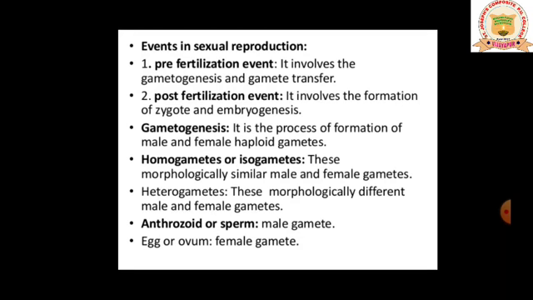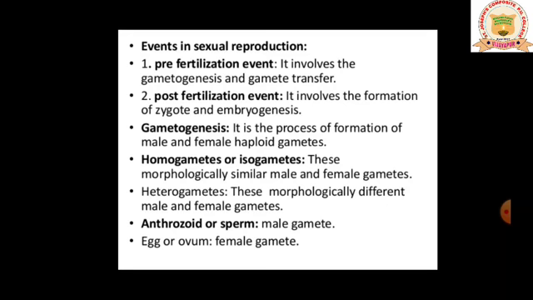What are the events which are carried out in sexual reproduction? The events are pre-fertilization, fertilization and post-fertilization. My dear students, in pre-fertilization you are going to see what we mean by gametogenesis and how gametes are transferred. So there are main events: first pre-fertilization, soon after that fertilization, then the last event, the post-fertilization event.